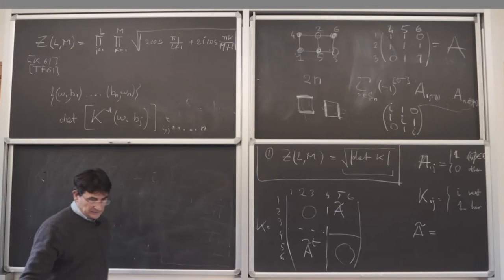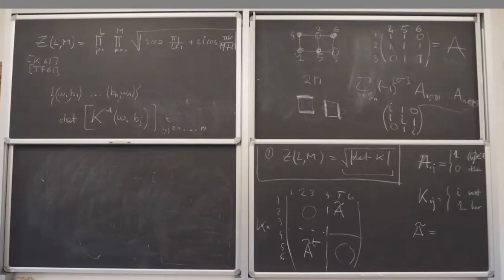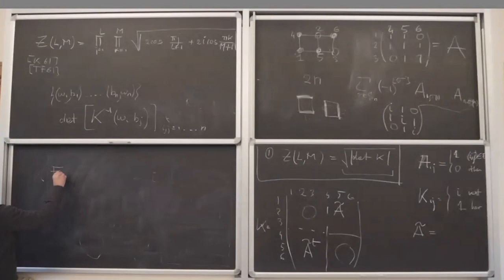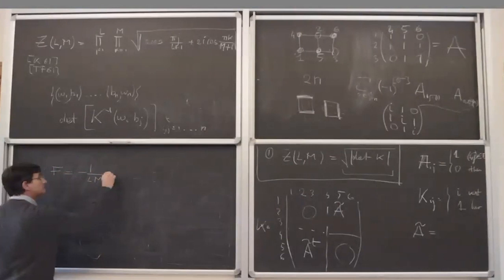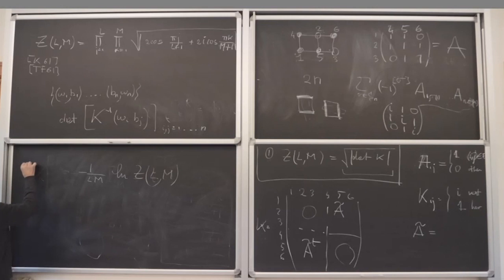So the next question is to ask for the thermodynamics. You want to ask what happens when L and M become very large. You can introduce the free energy density per site. And actually, there's a limit, with the ratio between L and M fixed, which will be the aspect ratio of your rectangle.